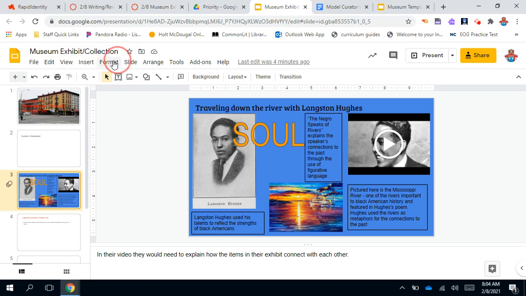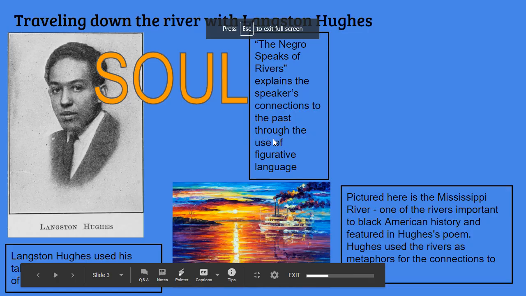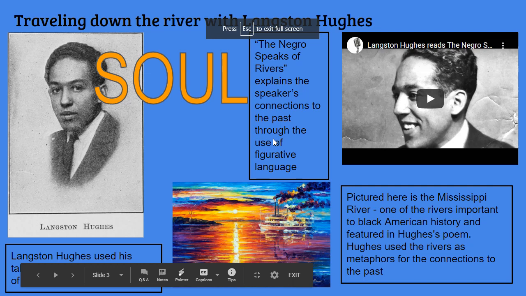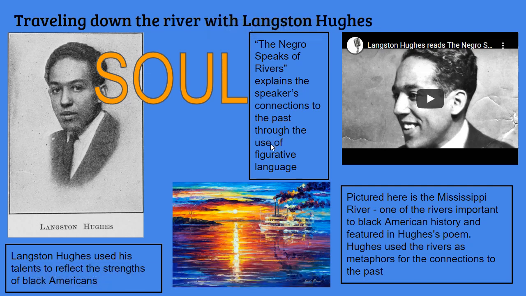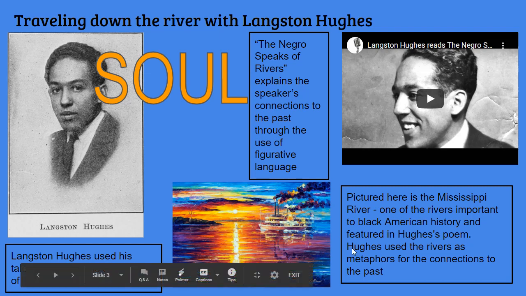Then my label for the video, I wrote, "The Negro Speaks of Rivers explains the speaker's connections to the past through the use of figurative language." Remember, my theme is strength from the past. So with every one of these labels, I need to explain how it connects back to the theme. Pictured here is the Mississippi River, one of the rivers important to Black American history and featured in Hughes's poem. Hughes used the rivers as metaphors for the connections to the past.